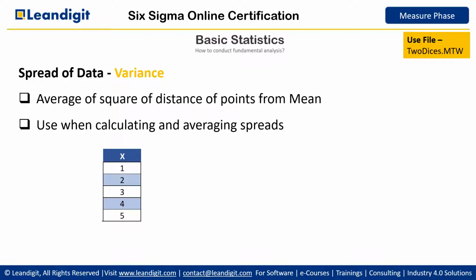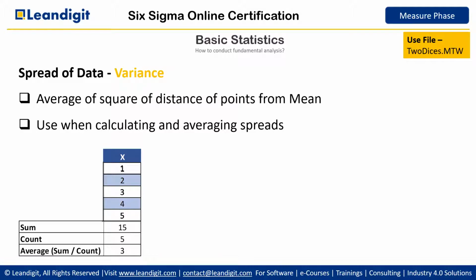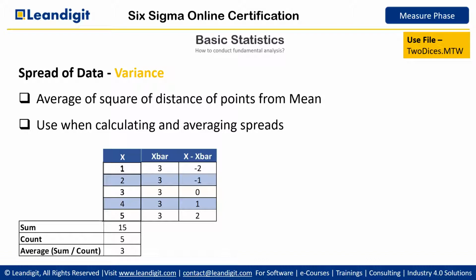Variance. What is variance? Variance is average of square of distance of points from the mean. It is used for averaging and calculating spreads. So for example, we have 5 data points numbered 1, 2, 3, 4, 5. So we calculate average of this data, which is sum 15, count 5, average is 15 by 5 is equal to 3. So we calculate the distance of points from the average. So distance of 1 from 3 is 2. But since 1 is less than 3, the difference is minus 2. And the distance is considered as minus 2.